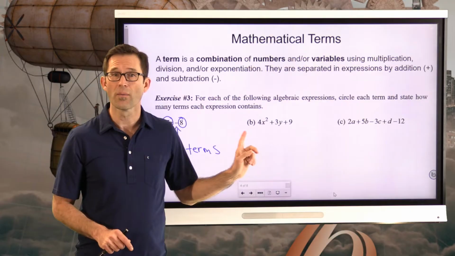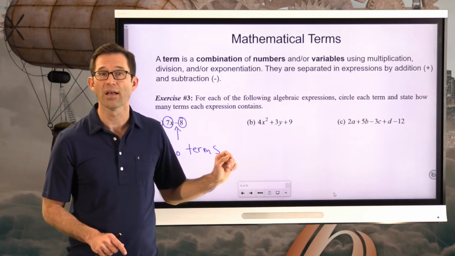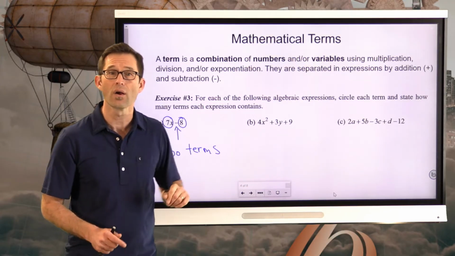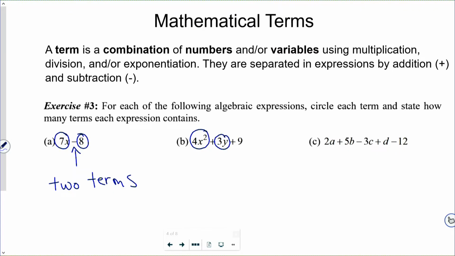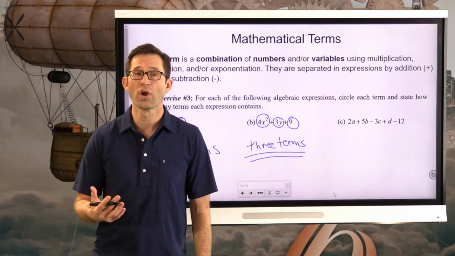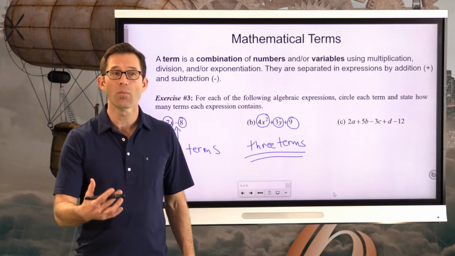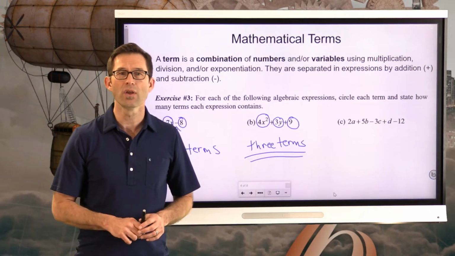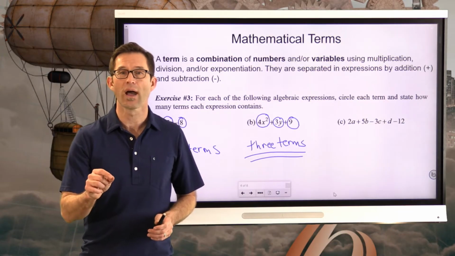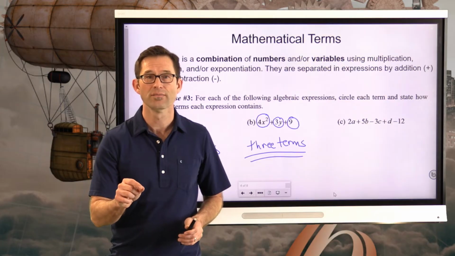In letter B, if I'm thinking about how many terms this has, well, I have an addition and addition there. So my three terms are 4x squared, 3y, and 9. So 3 terms. And terms are important, all right? Because oftentimes the way an expression behaves mathematically is somewhat dependent on how many terms it has. How about this? Pause the video now and see if you can answer how many terms letter C has.